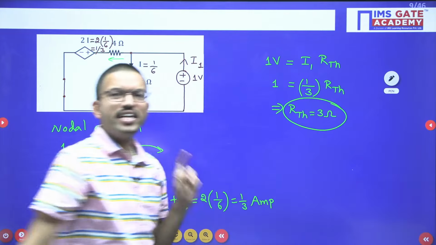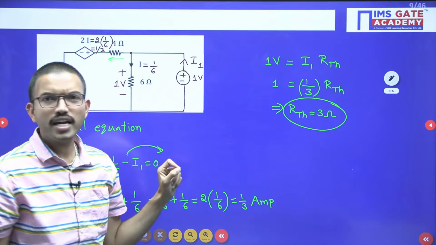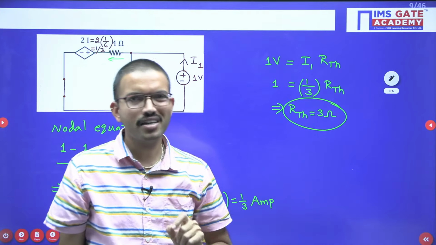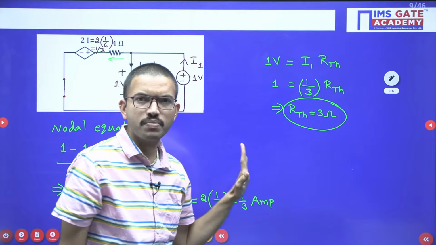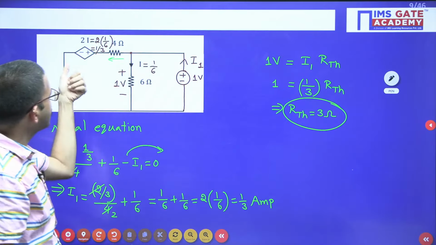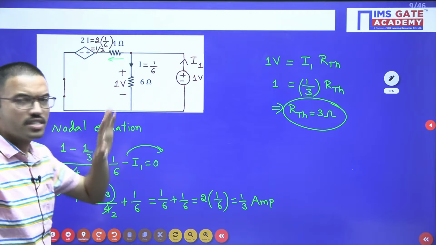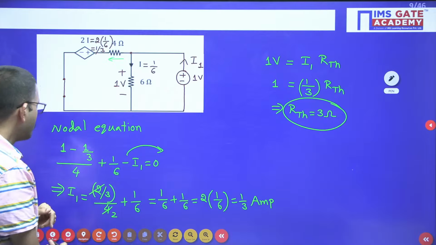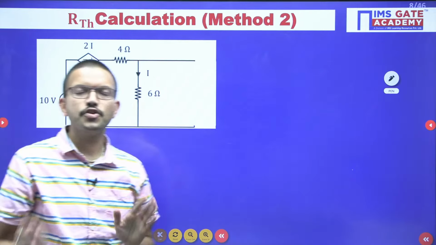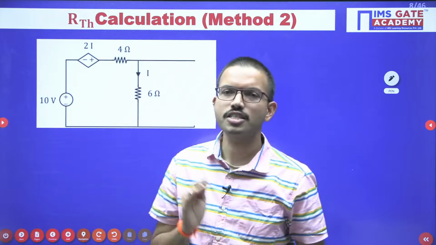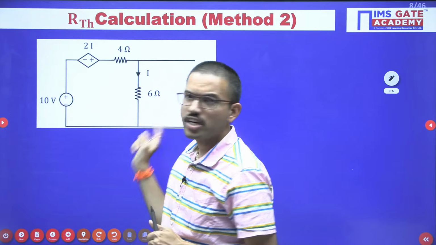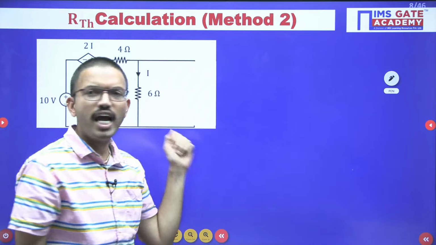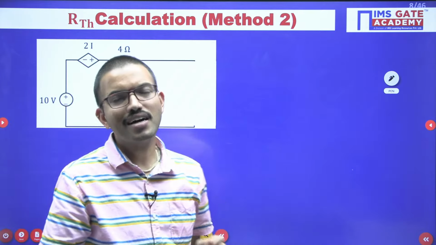So in this way, whenever the question asks only for the RL value or only RTH, you can use the test source method. But there is one precaution when applying the test source method. If the network has only dependent sources along with the resistors, then you can directly connect one test source. But if, along with the dependent sources, you have any independent sources, you have to replace the independent sources with their corresponding internal resistance. Then definitely whatever value you get will be correct. And in fact, with the help of the test source method, you can get the answer quickly.